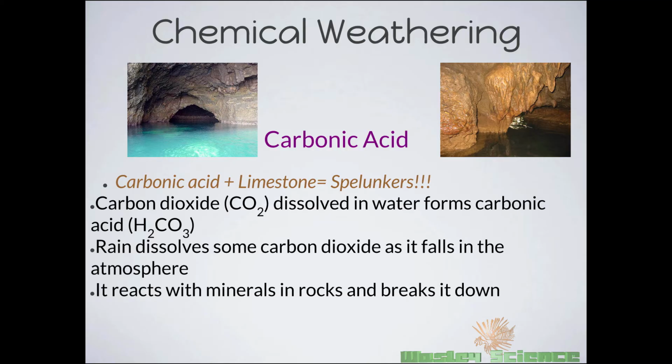And carbonic acid is also the reason why rainwater is naturally acidic. So rainwater has a pH of 6 to 6.5, even 5.5 is okay for natural rainwater. And just to give you some perspective, distilled water has a pH of 7.